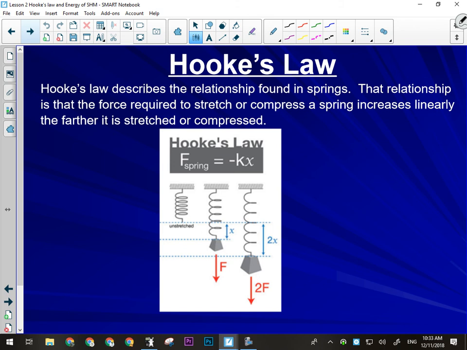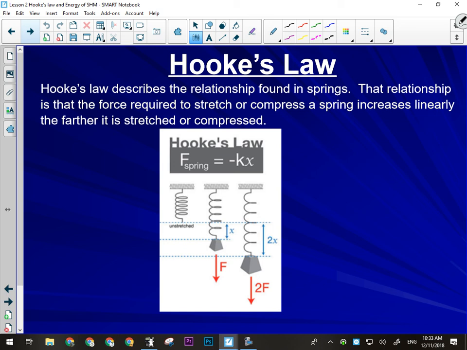Hooke did a lot of studying with springs, and he discovered some what would now be considered very simple things about springs and other elastic objects. What he found was that elastic objects pull back with an equal amount of force to however much they're being pulled on. That's kind of Newton's third law, but it kind of makes sense for a spring.